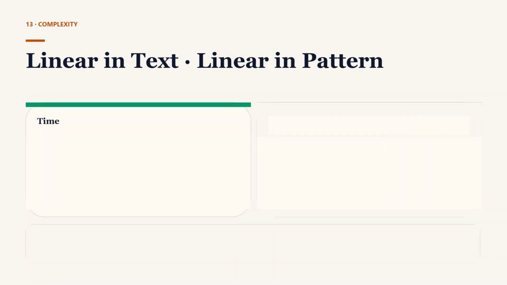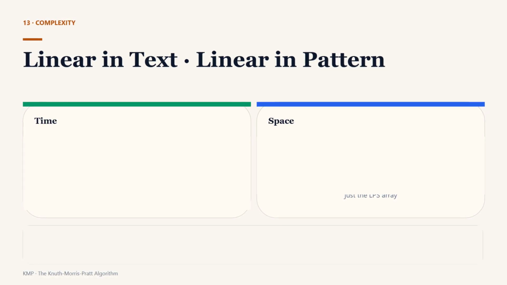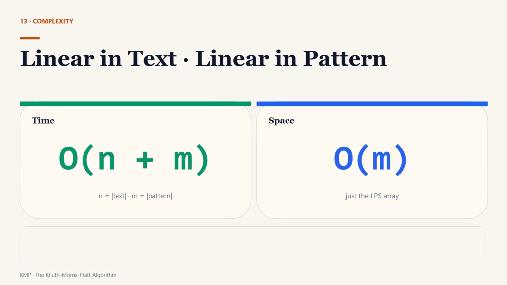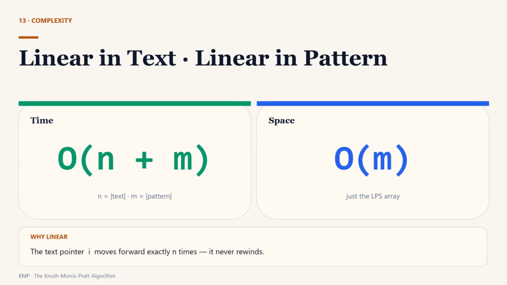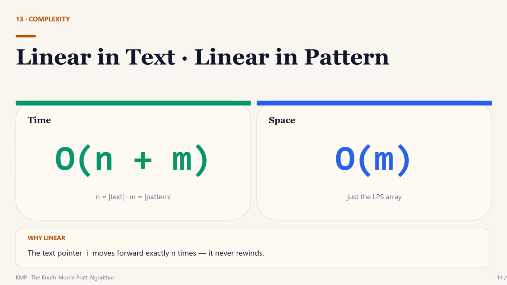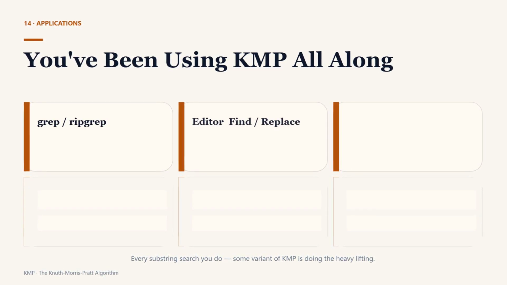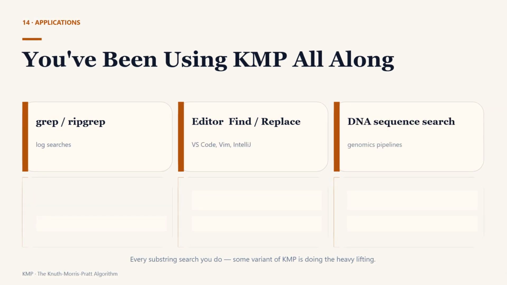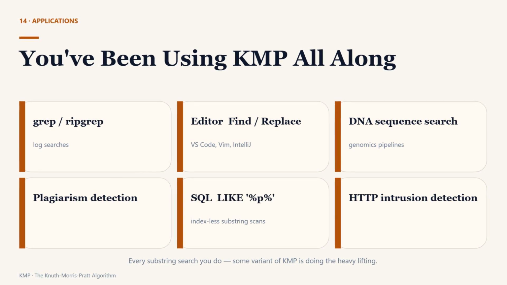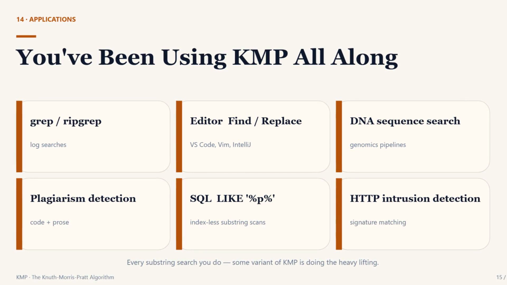Time complexity, order n plus m. Space, order m. The text pointer i moves forward exactly n times. It never goes back. The pattern pointer j can move backward, but only as many times as it moved forward. That is the linear time guarantee. KMP shows up everywhere. Command line grep, editor find and replace, DNA sequence alignment, plagiarism detection, substring queries in databases. Anytime you are searching a small pattern in a big text, some flavor of KMP is doing the work.